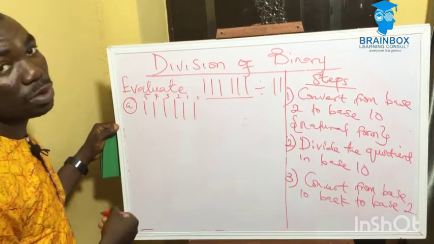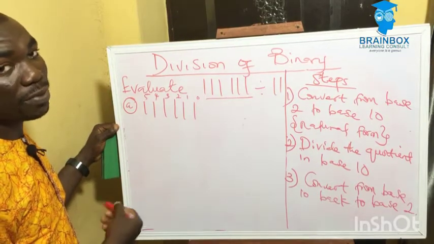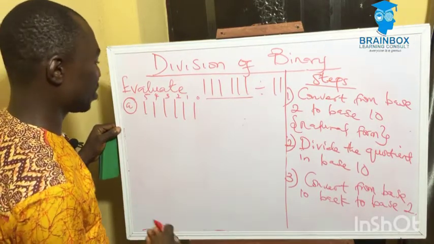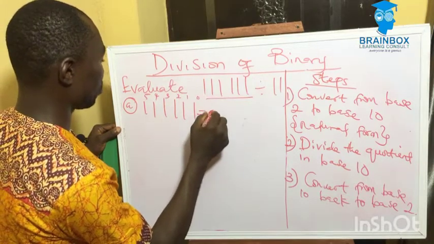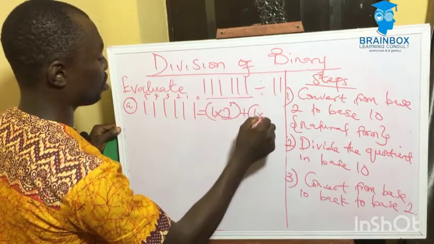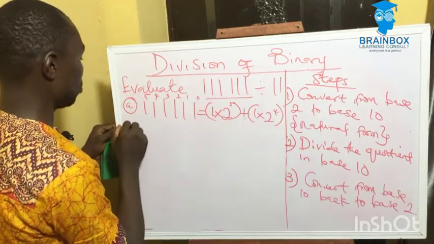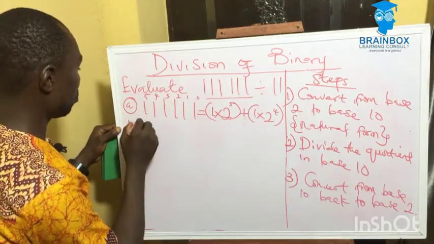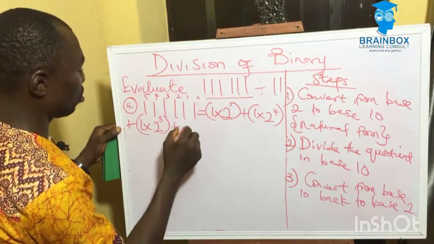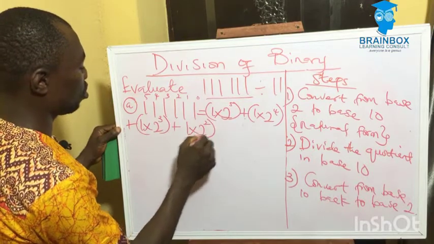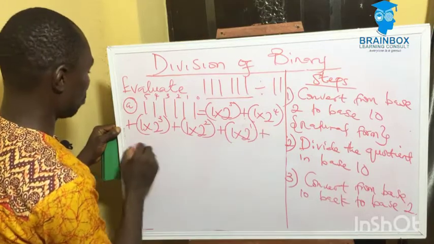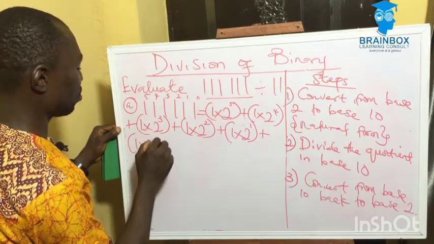If you don't know how to convert from base 2 to base 10, please check out our previous videos on binary. So this will be 1 times 2 raised to the power 5, plus 1 times 2 raised to the power 4, plus 1 times 2 raised to the power 3, plus 1 times 2 raised to the power 2, plus 1 times 2 raised to the power 1, plus 1 times 2 raised to the power of 0.